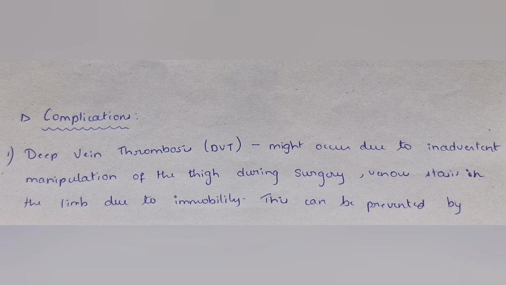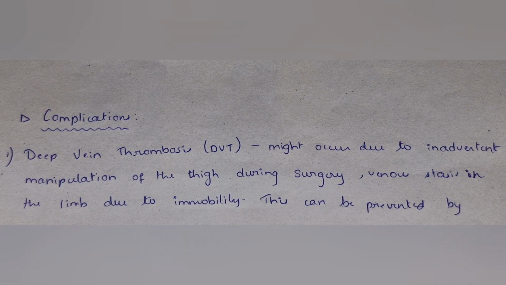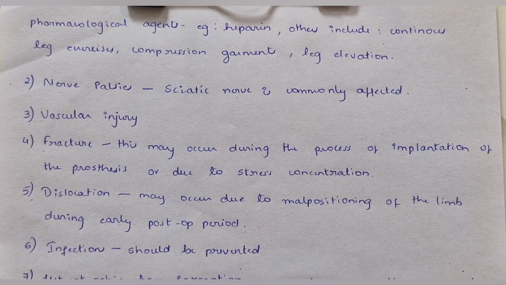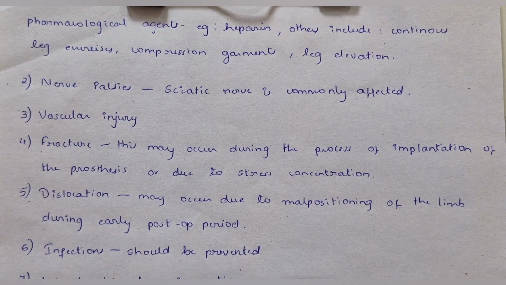Complications of total hip replacement. The first one is deep vein thrombosis or DVT. This might occur due to inadvertent manipulation of the thigh during surgery, venous stasis in the limb due to immobility. Prevention is by pharmacological agents, for example heparin. Others include continuous leg exercises, compression garments, leg elevation.